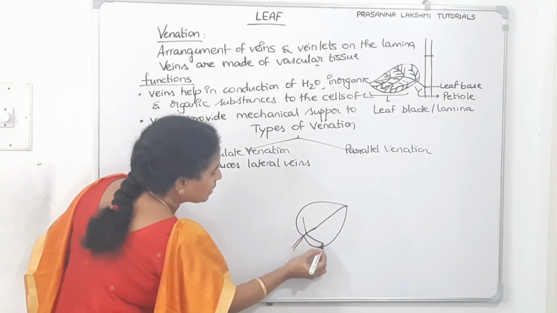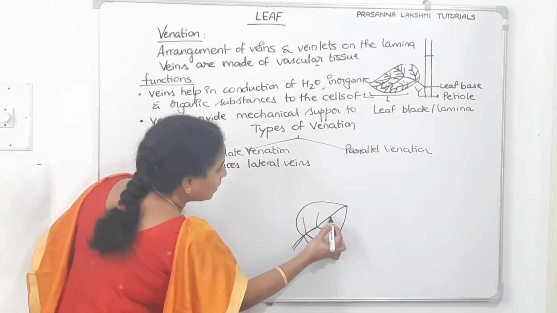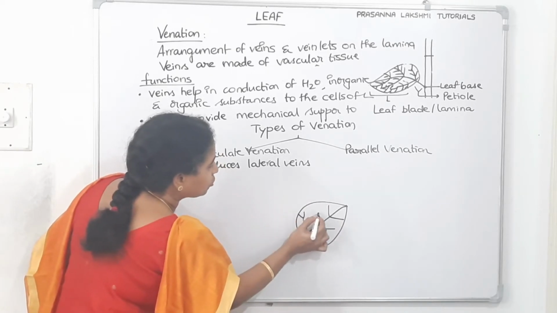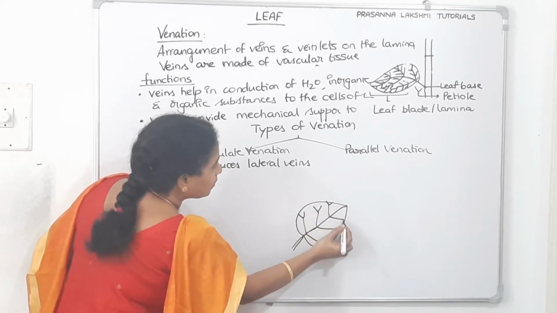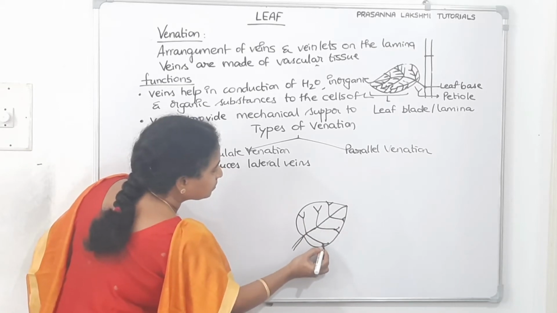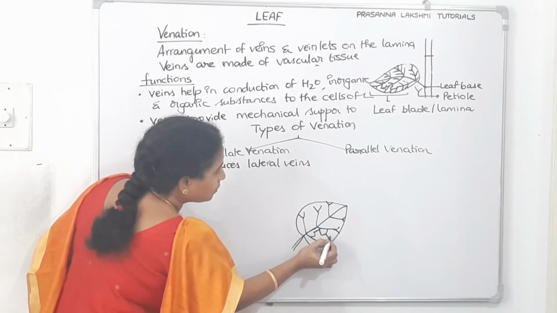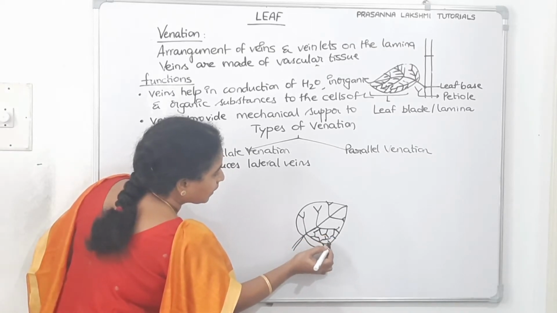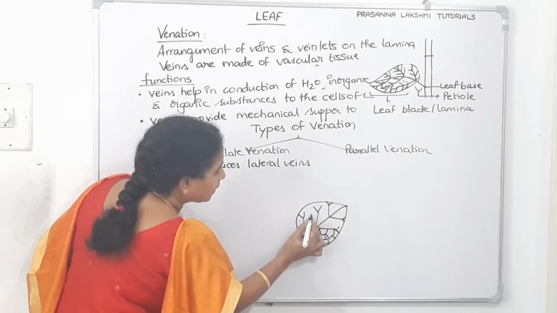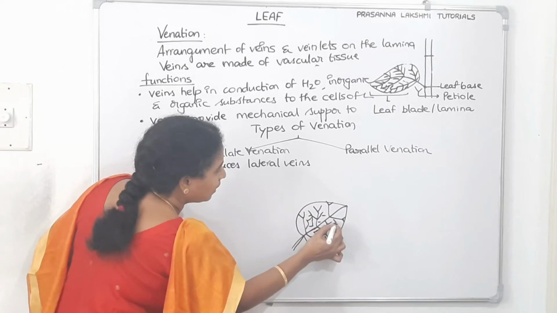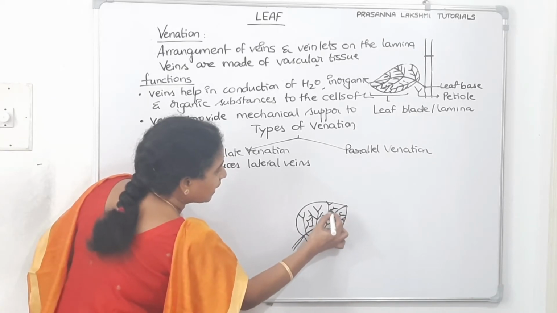So this is one lateral vein, this is one lateral vein. These are the lateral veins, and the lateral veins are further branching to make veinlets. Now these are the veinlets, right? Again, these are the veinlets, and these veinlets are making a network, a reticulate-like network.